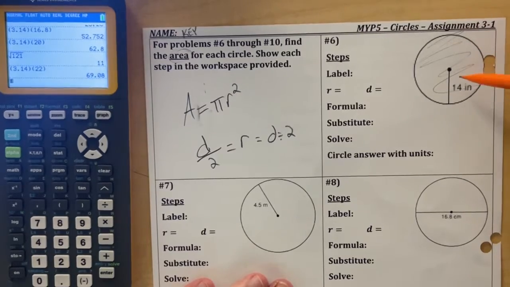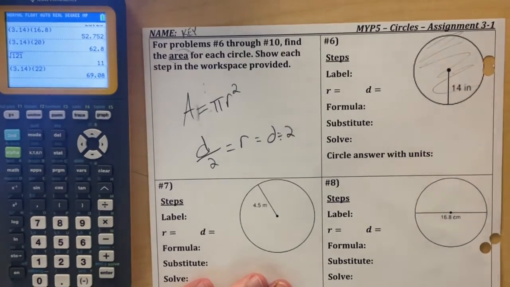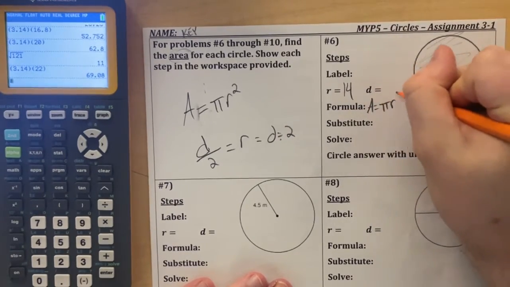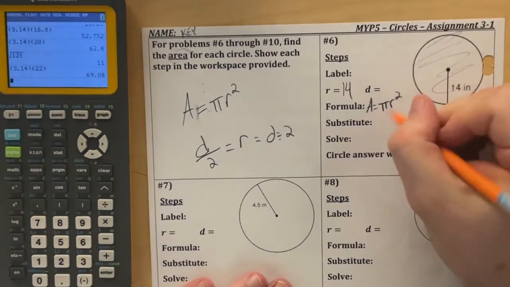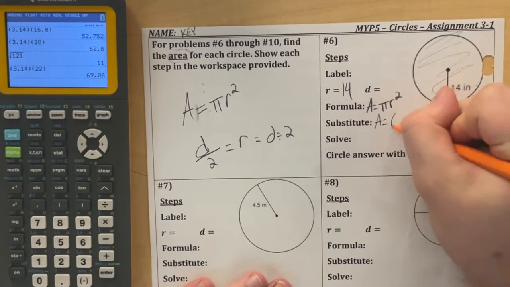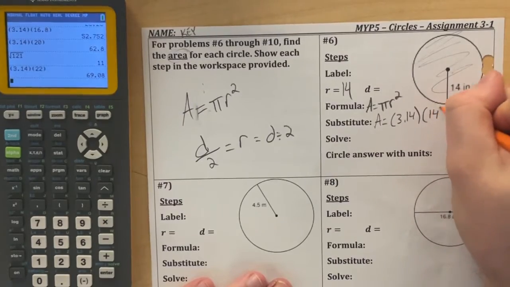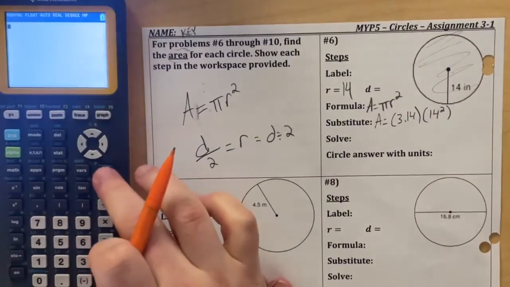So let's have it like this. In number 6, it has our radius as 14. And so we're finding the area. So we have area equals pi times the radius squared. Substitute in our values for our variables. So we have 3.14, and then we have 14 squared. Make sure you can type it in.